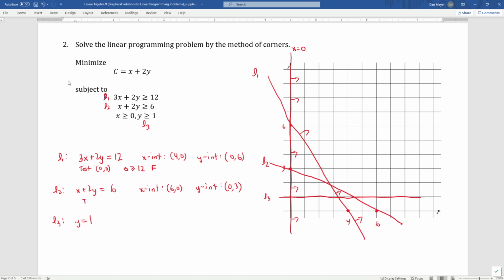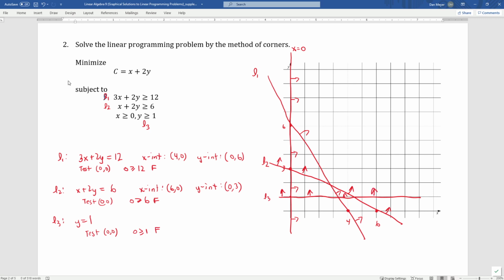Line 2, when I test the origin, that gives 0 is greater than or equal to 6, which is false. So line 2 also, we want to be pointing away from the origin. And then line 3, when I plug in the origin, I just have to plug in 0 for y. I get 0 is greater than or equal to 1. That is false. And so line 3 is also going to be pointing away from the origin.